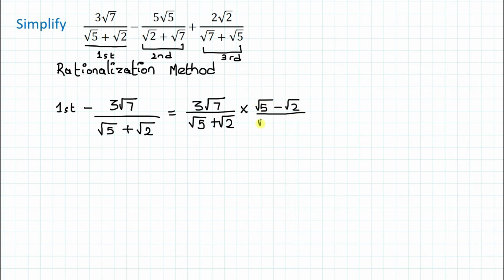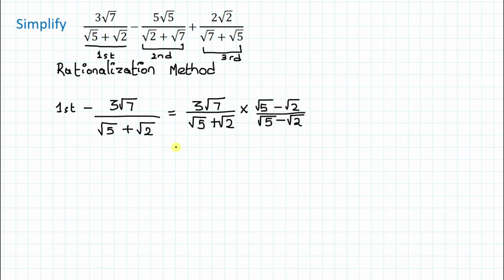and divide by the same term which is present in the denominator, but you need to change the sign. Here you can see that in the denominator there is a positive sign, root 5 plus root 2, but in the rationalization method you have to multiply the opposite sign term. All the terms will remain the same, only the sign will be opposite.